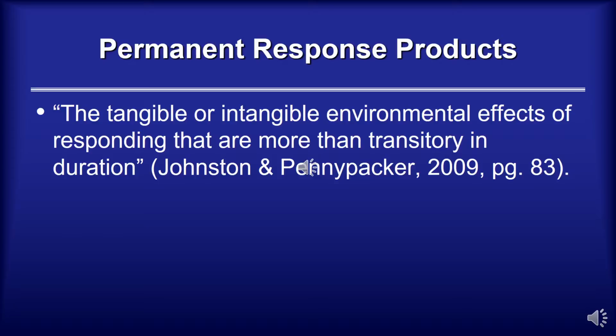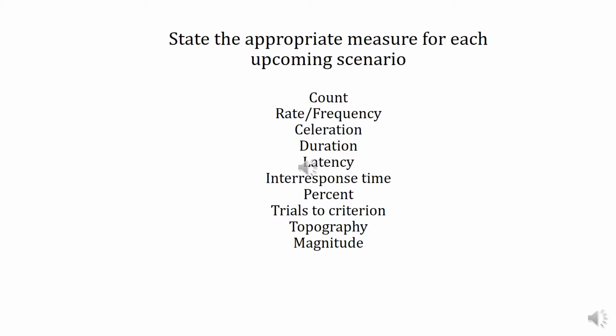You'll review the pros and cons of measurement by permanent product in the second half of Chapter 4 of Cooper, Heron, and Heward, assigned for Module 4. Now let's practice. Write in the appropriate measure for each upcoming scenario. A list of the different measures is here for reference.